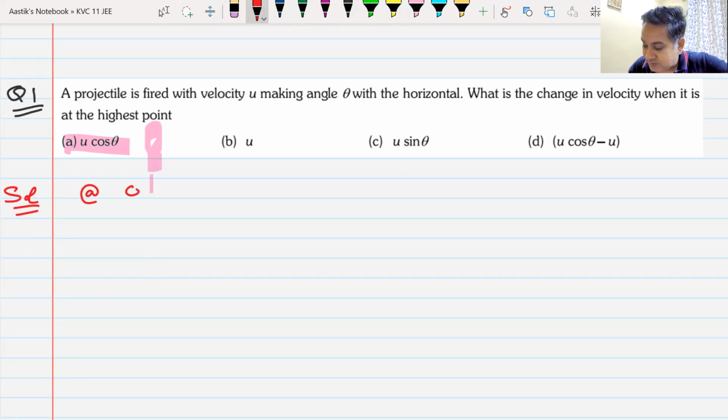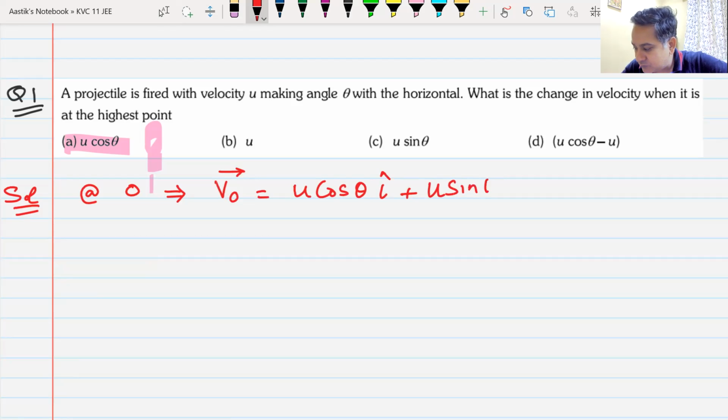At point O, what is the velocity? Zero? O is the point from where I throw it. How can it be 0? Then nothing happens. Projectile doesn't become a projectile. At point O, if I call the velocity as V0, initial velocity V0, how much is the initial velocity V0 in terms of i and j? u cos theta i plus u sin theta j. Yes or no?